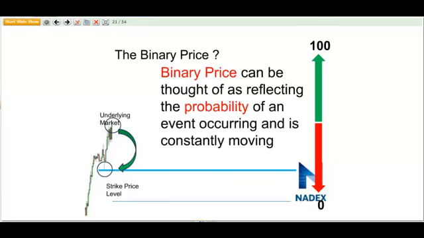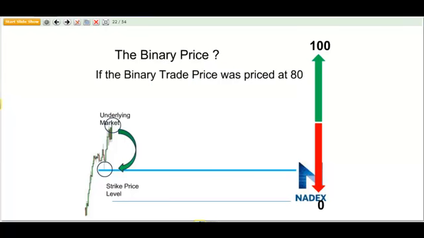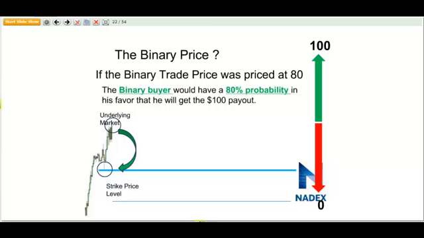So let's say that, oh, I'm not here yet, sorry. I got a little confused on my slides here. But another way to look at this is the binary price can be viewed as a probability. Out of 100, you're paying a higher proportion. So let's say the price is 80. What that really is saying is an 80% probability. Right now, that's what the market's saying, that the buyer has an 80% probability that he's going to get the $100 payout at expiration.